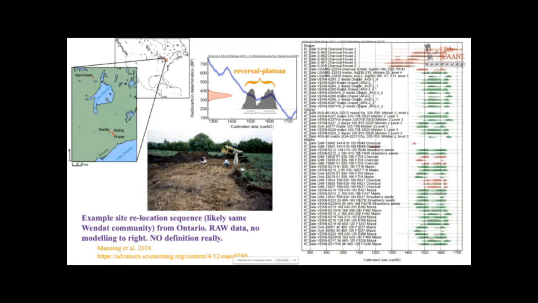Thus, you could have lots of radiocarbon dates, like on the slide on the right, but they all seem to give similar calendar age ranges across about 150 to 200 years.